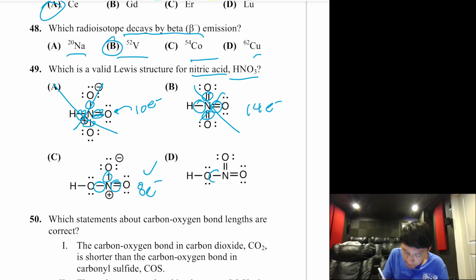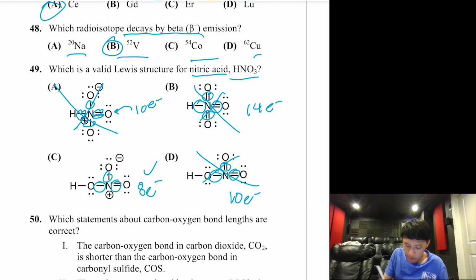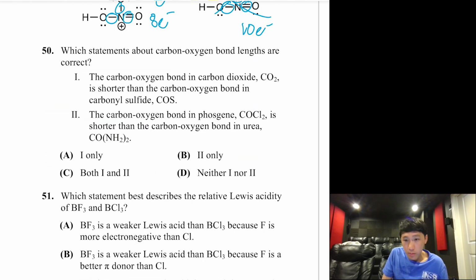And then D, we have 1, 2, 3, 4, 5 bonds, which again is going to be 10 electrons around the nitrogen, which does not follow the octet rule, so this is wrong. C is correct. Problem 50.